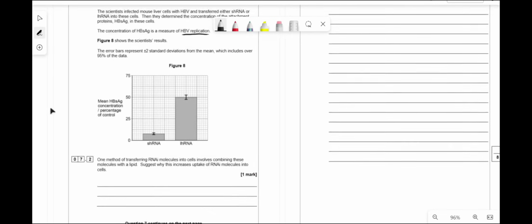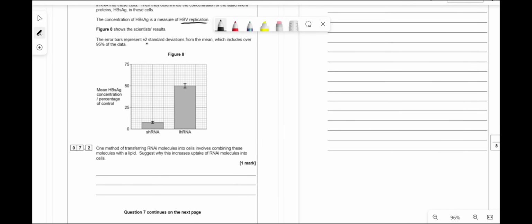Right, so the data represented here represents plus or minus 2 standard deviations from the mean, which includes over 95% of the data. So the mean HBsAg concentration is a percentage of the control. So you can see that there's a lot less here compared to the controls and a lot more here compared to the controls. So one method of transferring RNAi molecules into these cells involves combining these with a lipid. This increases the uptake of RNAi molecules into cells.